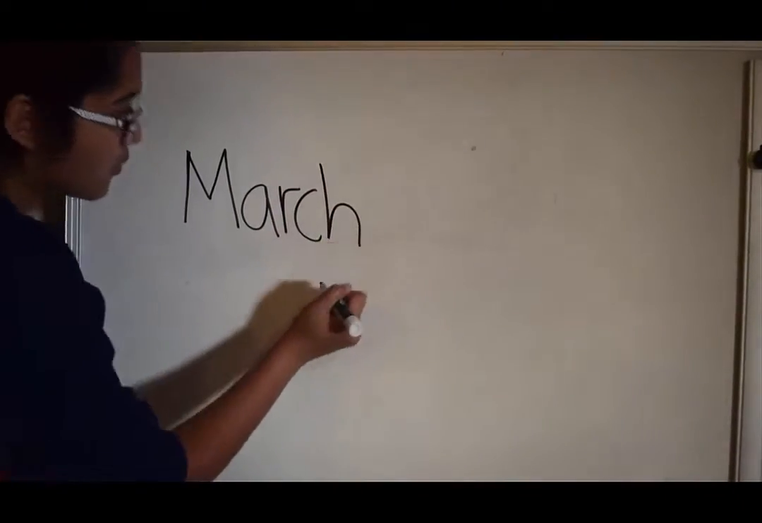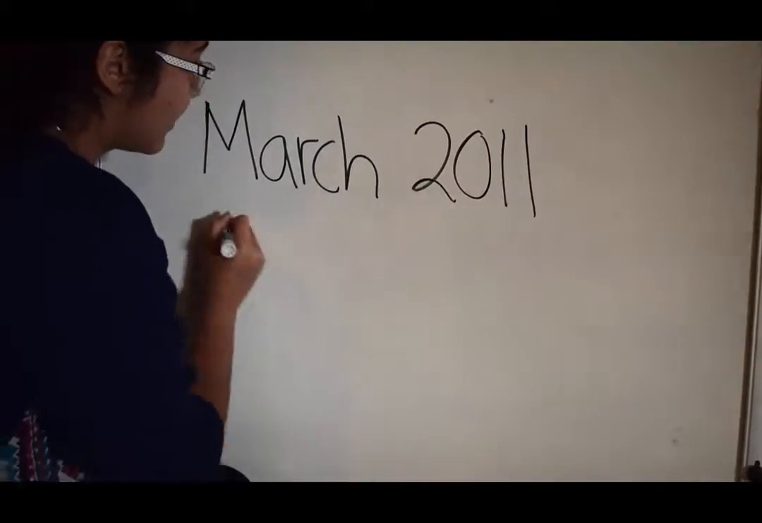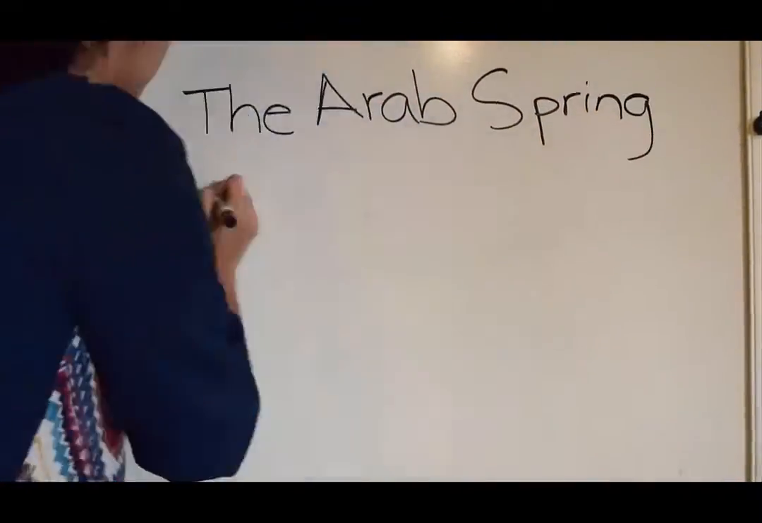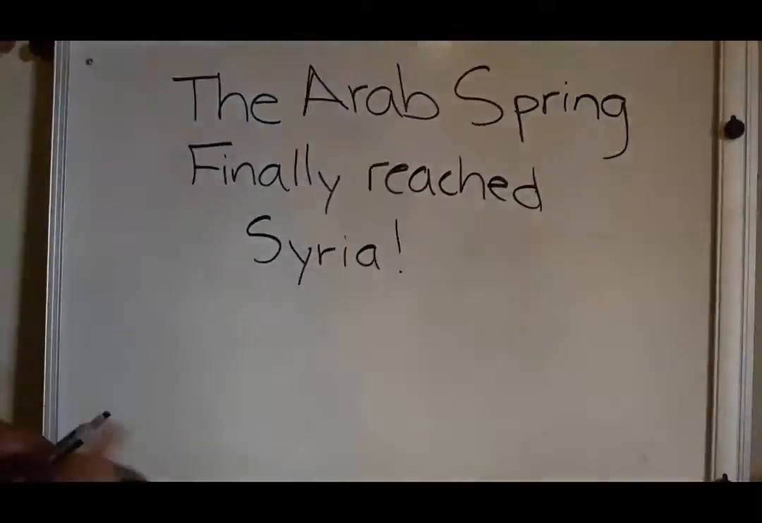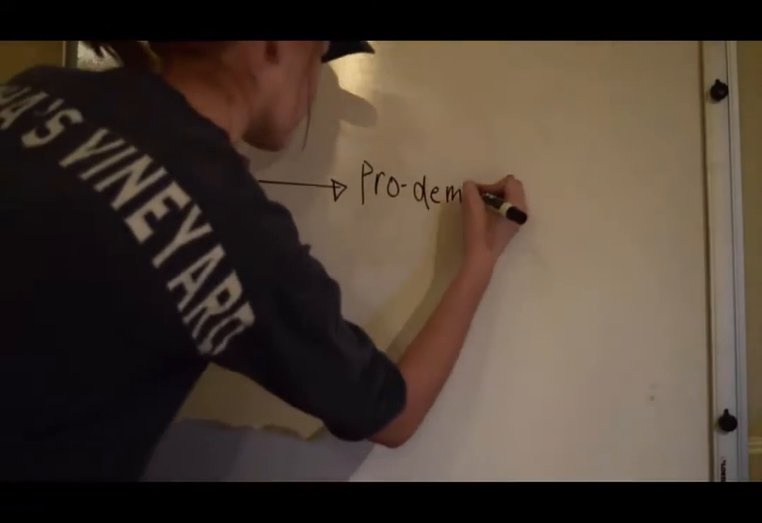March 2011. The Arab Spring finally reached Syria. Pro-democracy protests erupt in the city of Daraa after the arrest and torture of the teenagers that painted revolutionary slogans on school walls. Government forces didn't hold back. They opened fire on demonstrators, killing several.